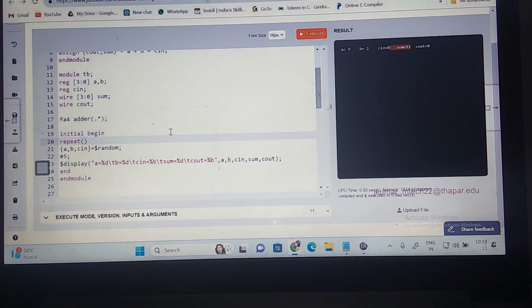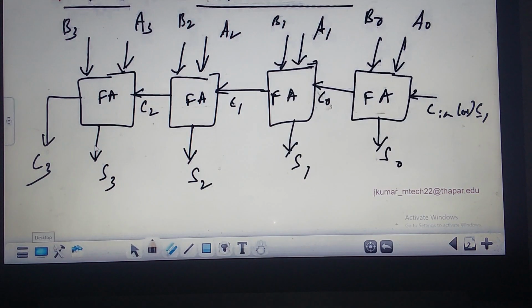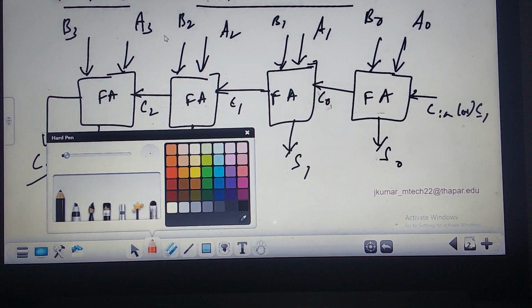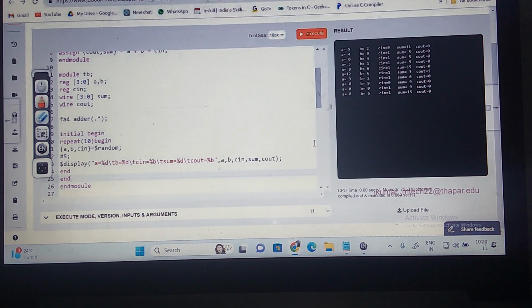Now let us repeat this 10 times. Repeat 10 times, begin, and end here. Now let us repeat this. So 9 plus 2 is 11. 4 plus Cin is 1 here, so 4 plus 1 means 5. Let us take this one. What is A? A is 4, which means 0100. B is nothing but 0000. What is Cin in this case? You can see the second one: A is 4, B is 0, and Cin is 1. Now what is the result?